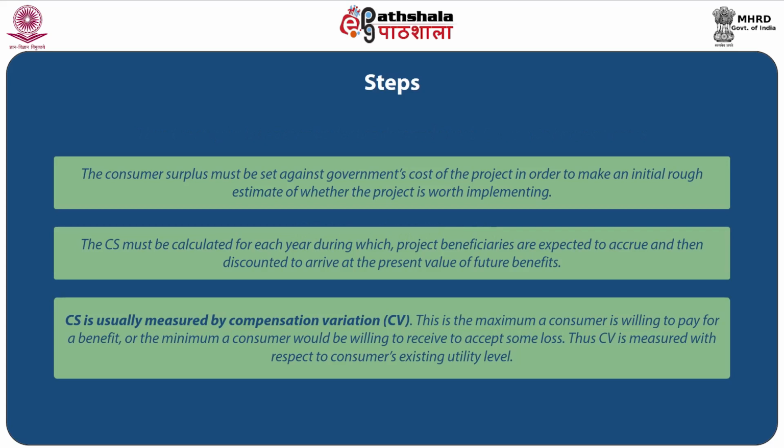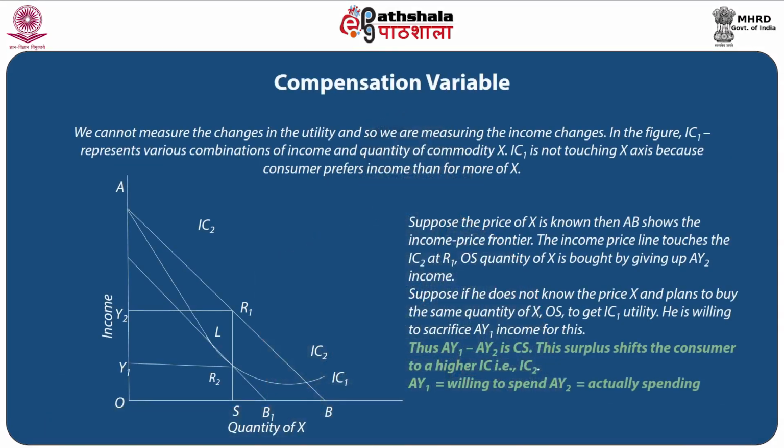Consumer surplus is usually measured by another concept, which is called compensating variation. This is the maximum a consumer is willing to pay for a benefit or the minimum a consumer would be willing to receive to accept some loss. Thus, compensating variation is measured with respect to the consumer's existing utility level. We cannot measure the changes in utility, and so we are measuring the income changes through the compensating variation.